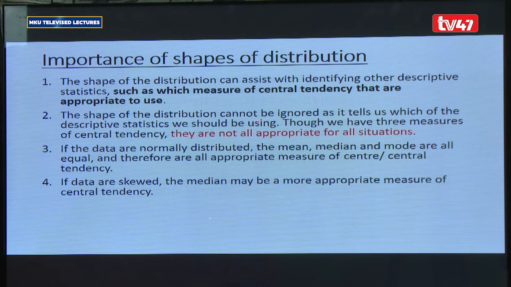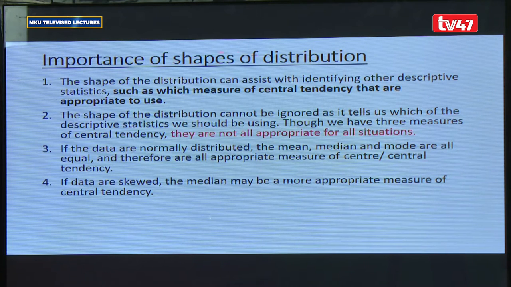Also, the distribution of shapes can tell us the type of data and its relationship to other types of data. For example, when we use the measures of central tendency, we can tell the relationship between the mean, the mode, and the median. If the data is normally distributed, then we are going to see the mean, the mode, and the median are all the same. And if it's not, they are going to be different.